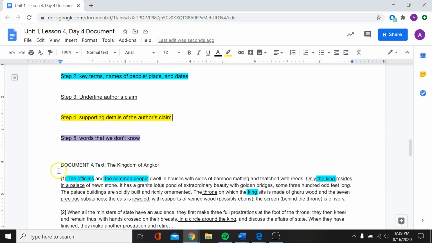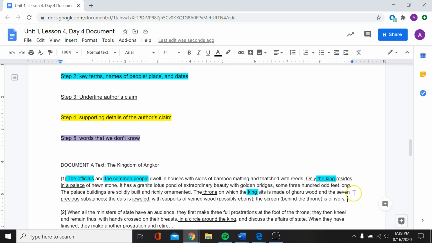Step 3, I already underlined only the king resides in a palace. Now I underline this, why? Okay. Hopefully we took a second to think about this, and we know that I highlighted this because the majority of this paragraph is about the king's palace. Only 1 sentence references common people. The rest of it right here, which is 1, 2, 3, 4. 4 out of 5 of my sentences are about the king and his palace.